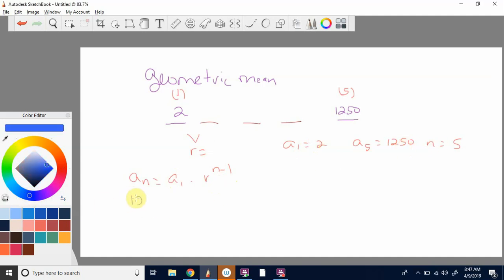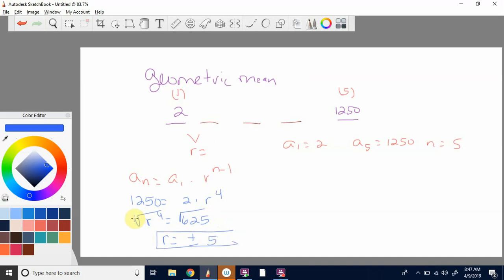So now we just go in and put the values in. So a sub n is 1250. A sub 1 is 2. We don't know r, but we know n, so 5 minus 1 is 4. So we can divide by 2, and we get r to the 4th. I'm just rearranging this, using algebra. I skipped a couple of steps in my head. So I need to take the 4th root. So r equals plus or minus 5.